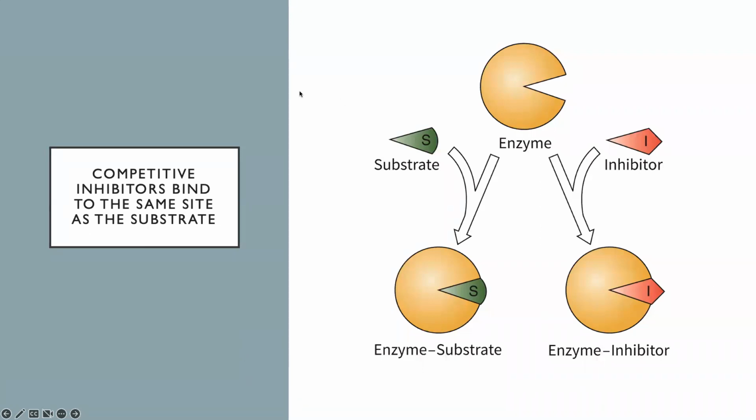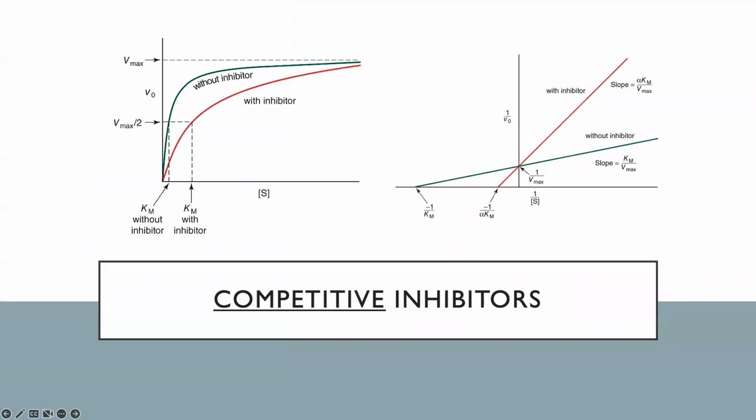However, we can have competitive inhibitors. These are inhibitors that bind the same site as the substrate. Here you can see our substrate looks like a pizza slice and it's going to bind in there, but our inhibitor also looks very similar to a pizza slice, and so it can compete with the substrate to bind in that active site. Competitive inhibitors compete with the substrate to bind to the active site.